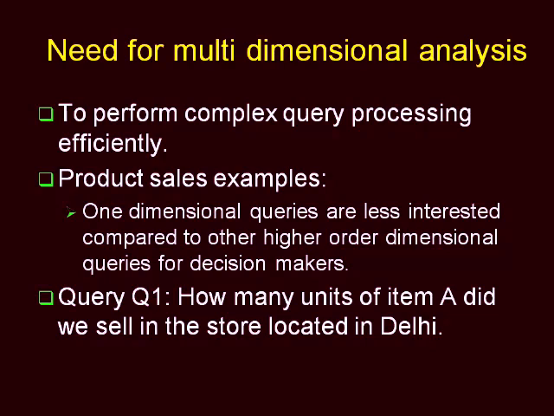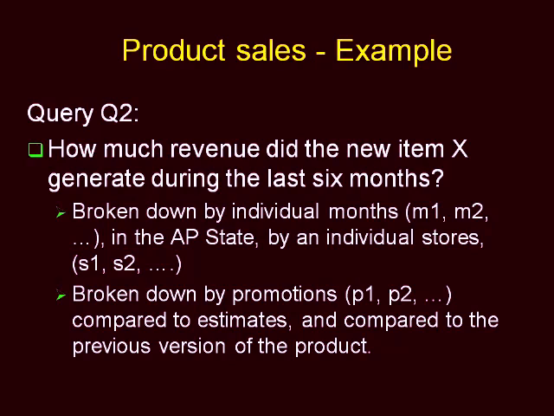Need for multidimensional analysis. Generally, one-dimensional queries, say for example, how many units of item A did we sell in the store located in Delhi? This type of query will never give any satisfaction for decision makers compared to the other query shown on the slide. The other query is: how much revenue did the new item generate during the last 6 months, broken down by individual months in the state of Andhra Pradesh, by individual stores, broken down by promotions, compared to estimates and compared to the previous version of the product.